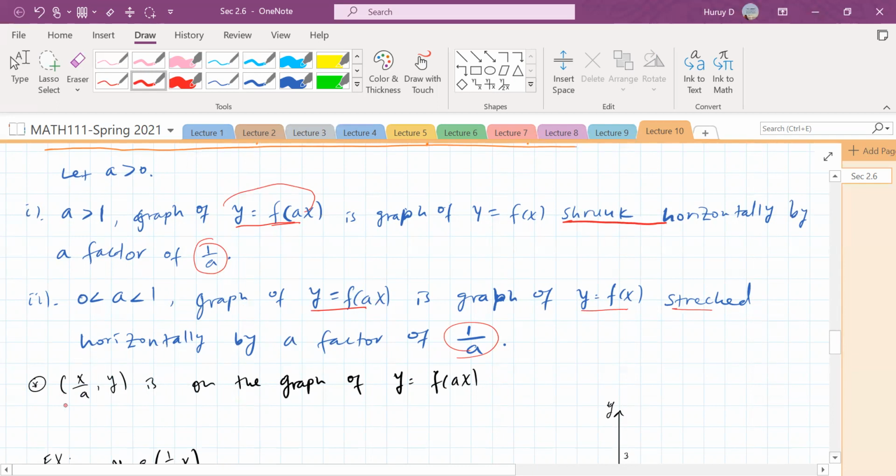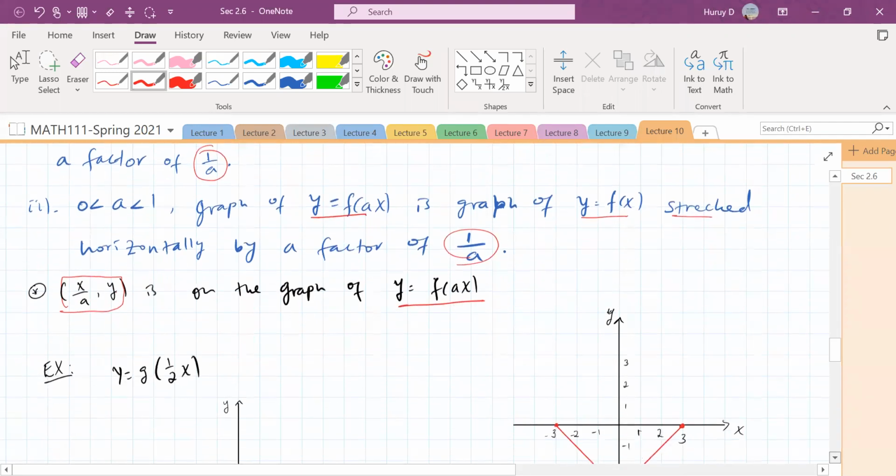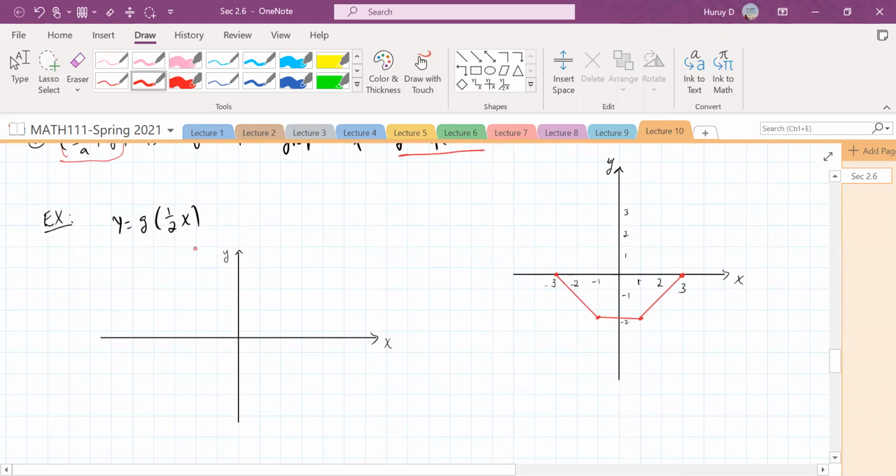Now here, again, this is very important. This can help you. Earlier we said x comma a times y will be on the graph of the new function, and in this case, x over a comma y will be on the graph of the new function given by this one. So you can use this idea if these are confusing, so that you can easily spot what the new values will be. You can pick a few points and then connect them, right? Okay, now let's look at this one.